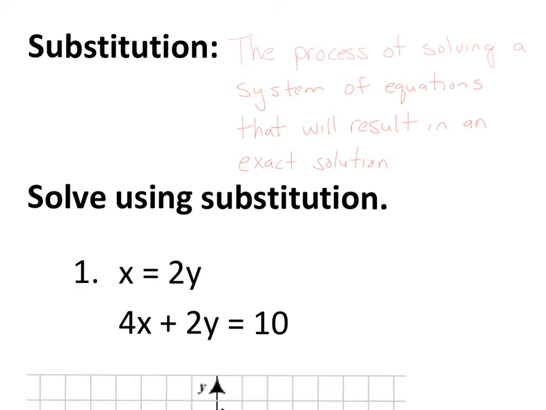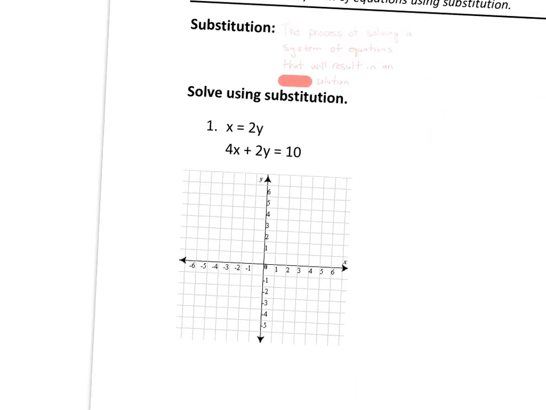So what we need to do is come up with a mathematical way to solve a systems of equations other than graphing, because it's not going to give us an exact solution unless we use technology. All right, so substitution is going to be a mathematical approach that's going to give us the exact answer, and that's going to be really important to us. All right, so let's go ahead and come down here.